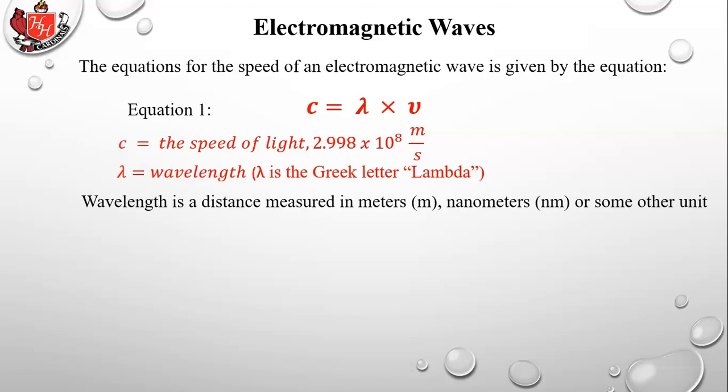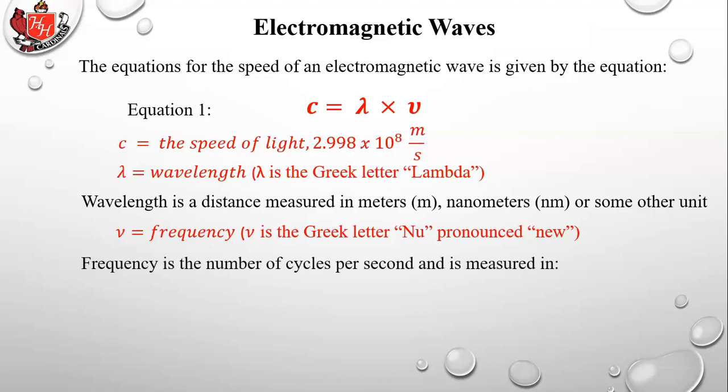So wavelength is a distance measured in meters, nanometers, or some other unit of distance. And nu is the frequency. So nu is the Greek letter nu, pronounced nu. Frequency is the number of cycles per second and is measured in either hertz, seconds to the -1, or 1 over seconds. Those are the units of measure for frequency.